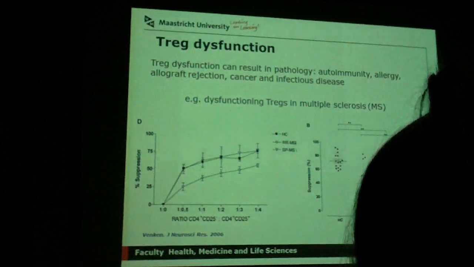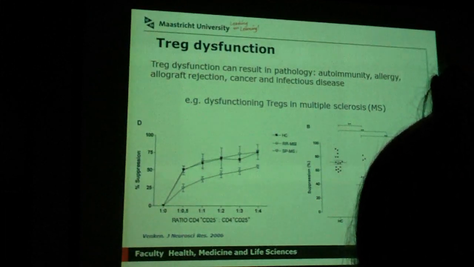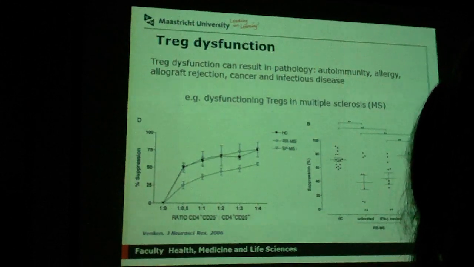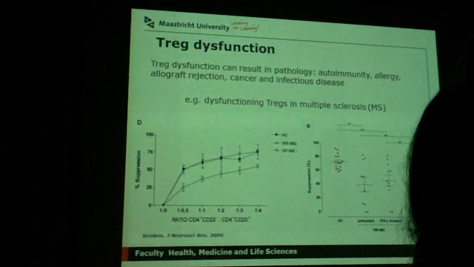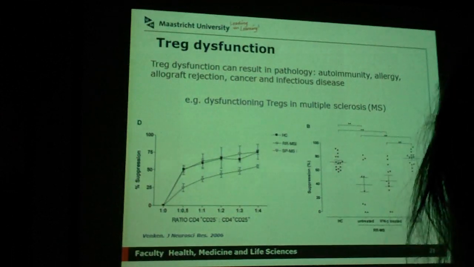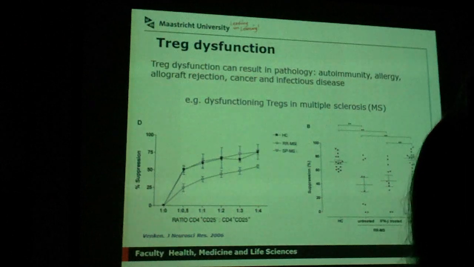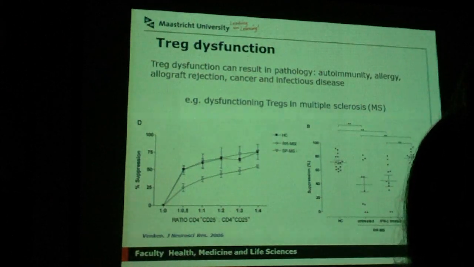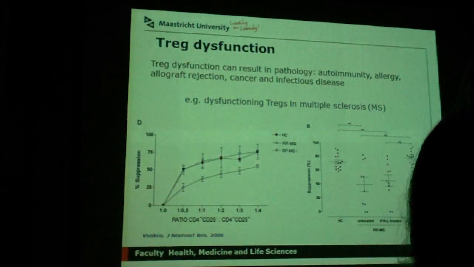If you treat these patients with interferon beta, which a lot of MS patients will receive as a treatment, this does not improve anything. So you can also use this method to see the efficacy of different therapies to restore the Treg suppressive capacity.